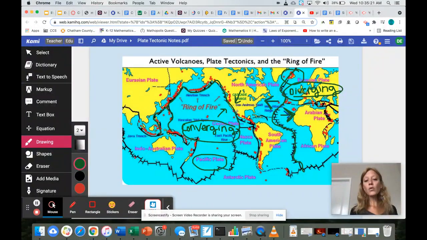And it's this whole ring, which is why it's called the Ring of Fire, where we have most of our volcanic eruptions and earthquake zones because of converging boundaries with compression stress. Okay? Compression stress, which we've already labeled above. So we're going to pause for a moment.